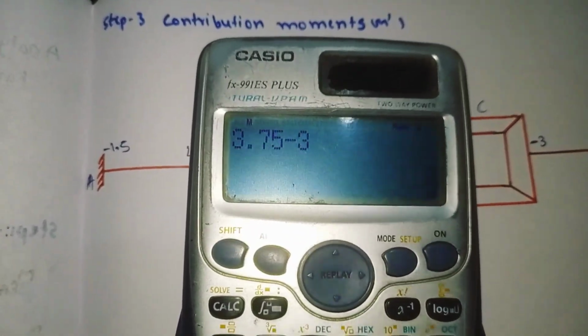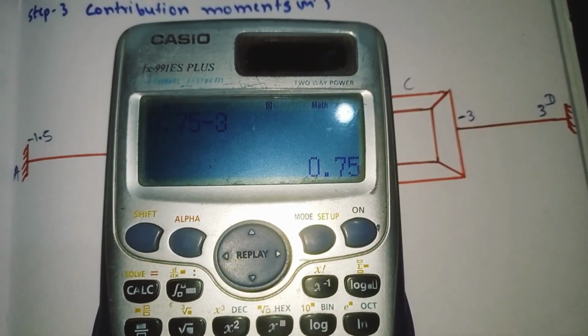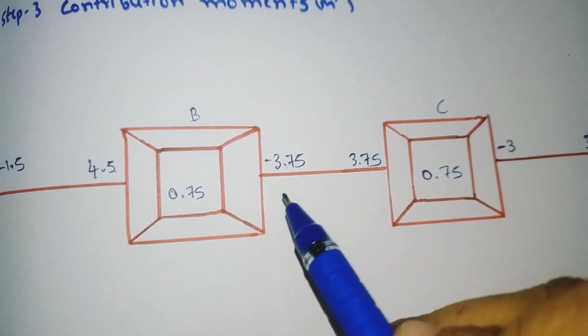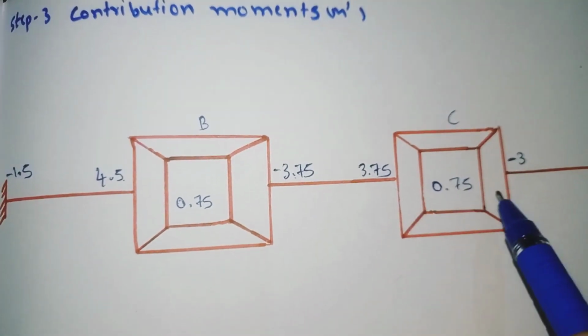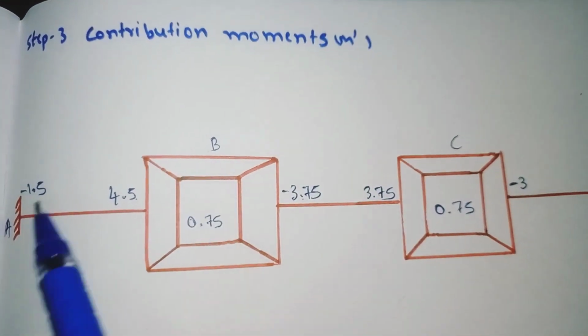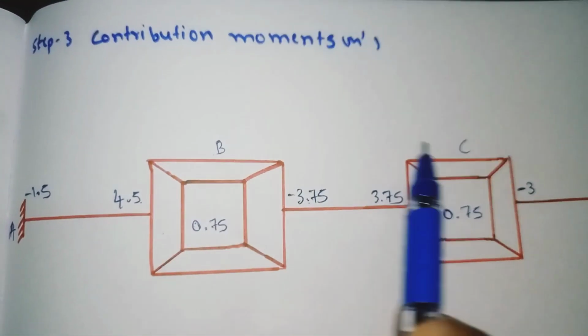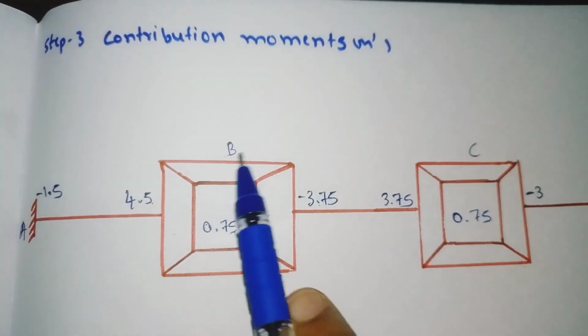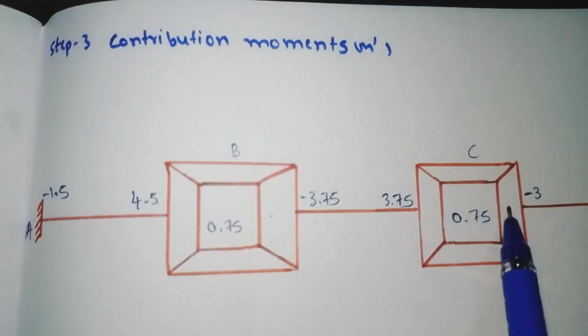3.75 minus 3. So it will come out as 0.75. So write it here. And here we need to find out the rotation factor value which we have got. For rotation factor for member BA we need to write here, and for member BC we need to write here, and for member CB we need to write here, for member CD we need to write here.